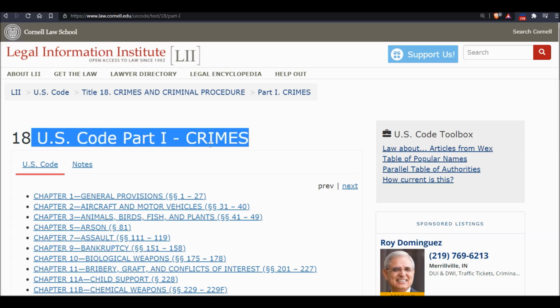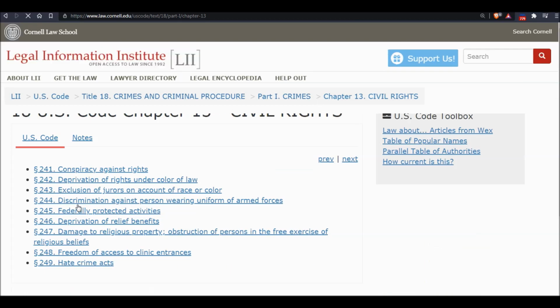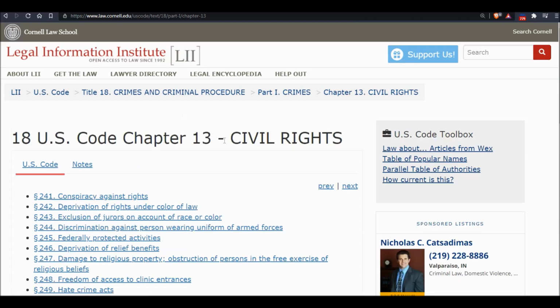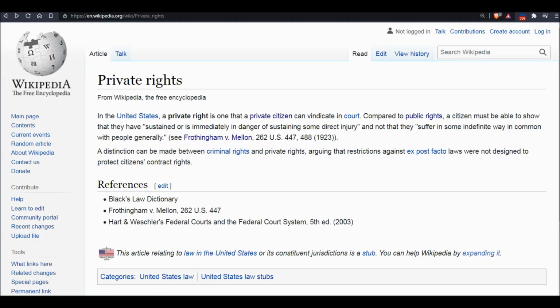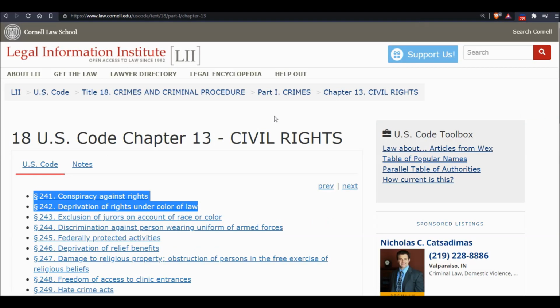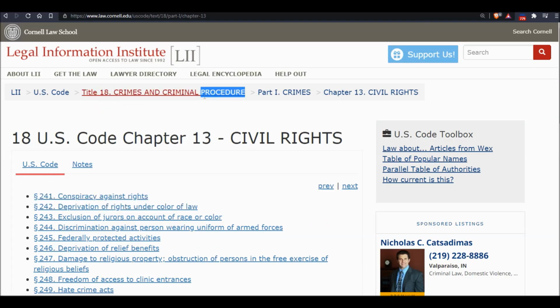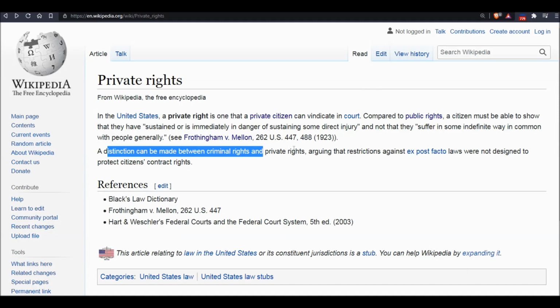Part 1, Crimes, Chapter 13. It talks about civil rights, conspiracy against rights and deprivation of rights. And they're letting you know that there's a distinction between criminal right, Title 18, crimes and criminal procedure, and private right, which is what you ought to be looking into if you want to hold anyone liable.